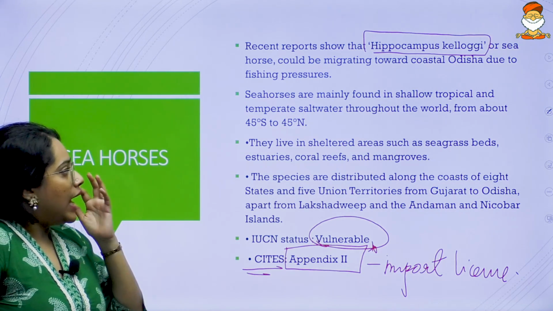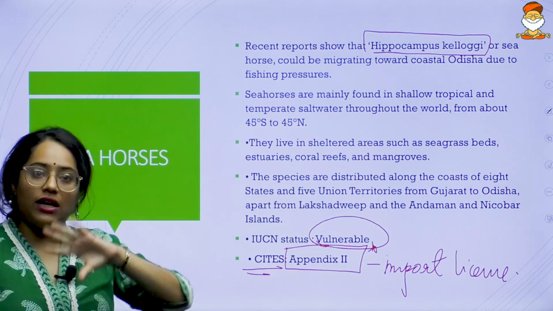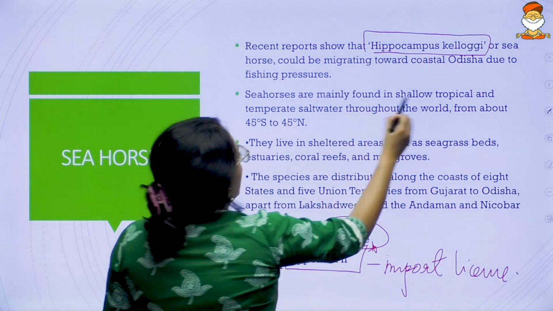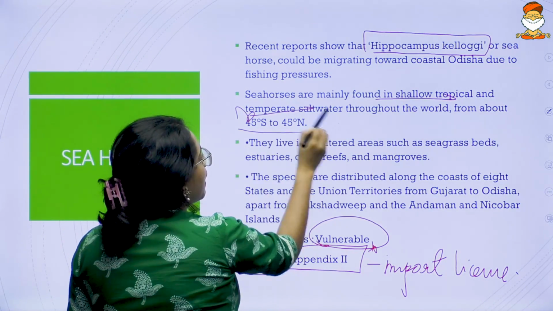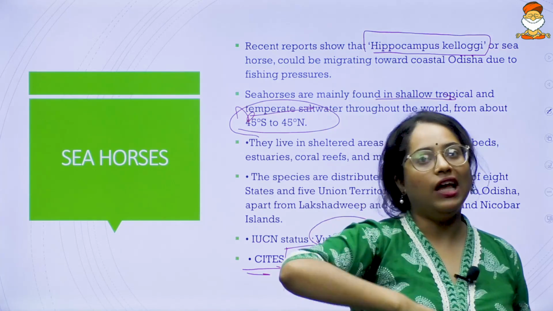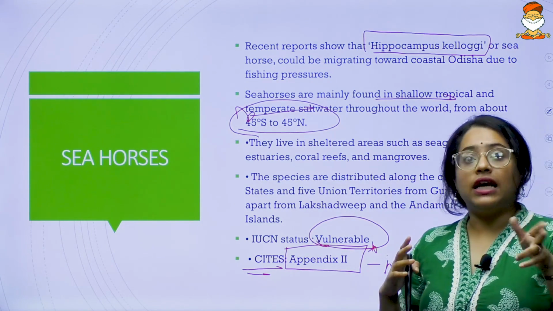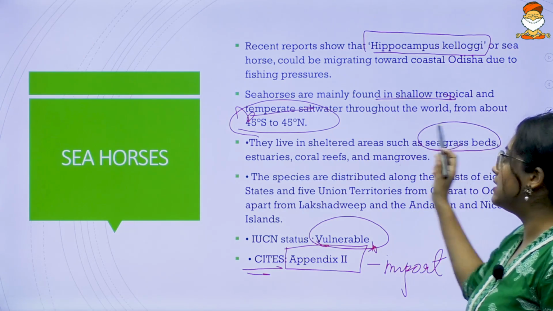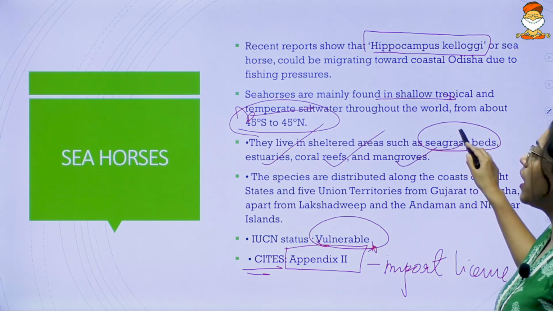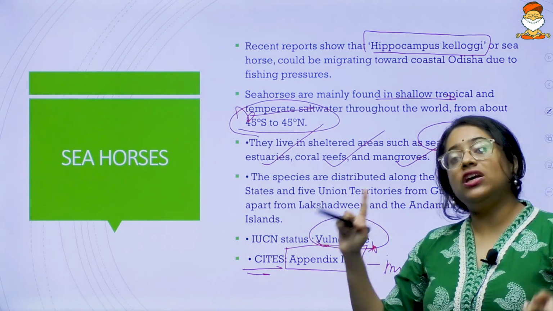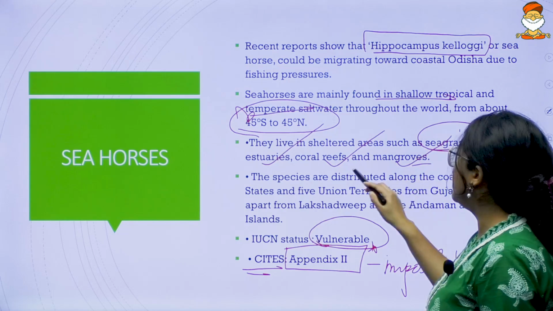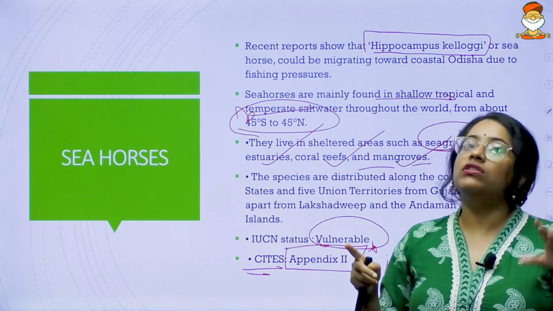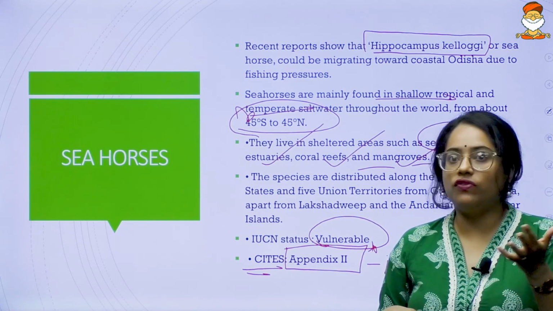Seahorses are found all around the world, in shallow tropical waters and temperate salt water, primarily from 45 degrees south to 45 degrees north. So it's a tropical species. Its habitats are seagrass beds, estuaries, coral reefs and mangroves. So the seahorse population can decline if any of these are declining. If seagrass, mangroves and coral reefs are dying off, the seahorse population will decline because of loss of habitat.